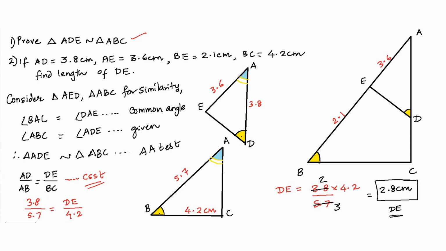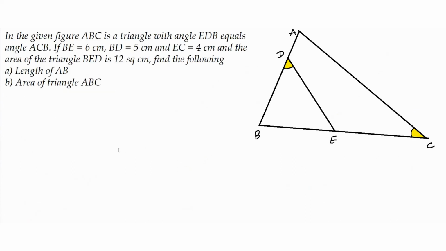Moving on to the next question. Consider the following question. In the given figure, ABC is a triangle with angle EDB equal to angle ACB. I think we have marked that in the diagram here. The two angles filled with the yellow color are equal. BE is 6 centimeters, so let's quickly mark the sides. BE is 6 centimeters, BD is 5 centimeters, and EC is 4 centimeters.